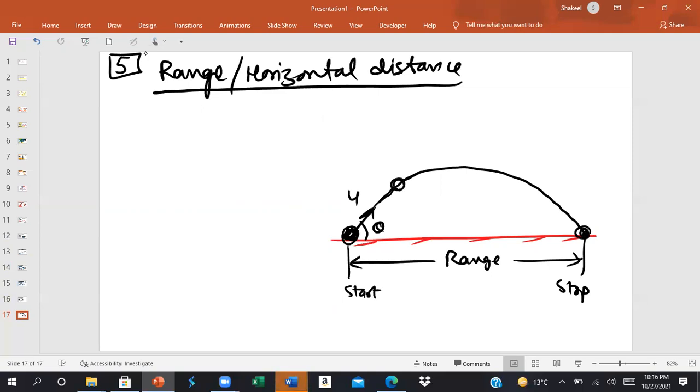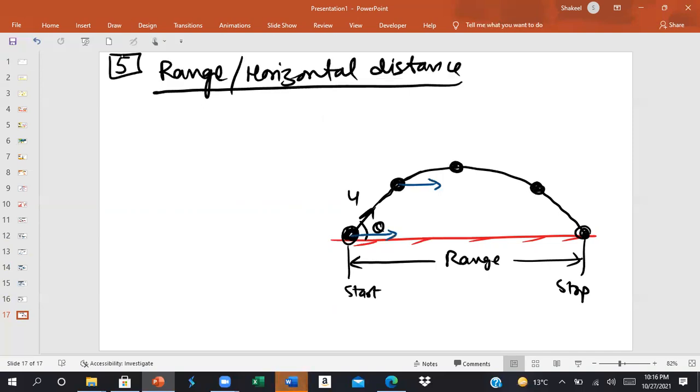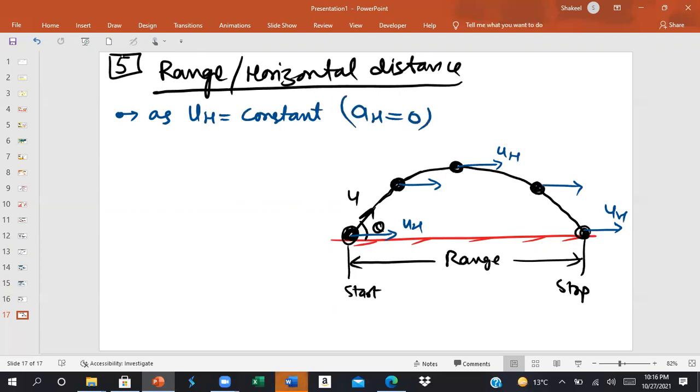This range is dependent upon the horizontal component of the velocity. As the horizontal component remains the same everywhere, even at the highest point, and horizontal acceleration is 0 because the horizontal component of velocity is not changing, we will be using V equal d by t.